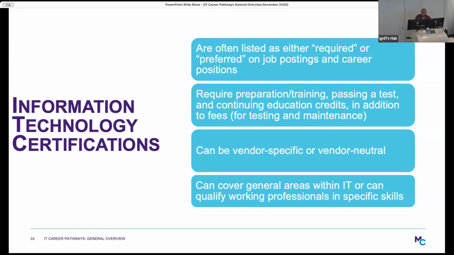So the company wants you, if you want to be a network engineer, to have the CCNE, the Cisco certified network engineer. Why? Because in order for you to be able to touch Cisco equipment and not break the warranty, you may need to be certified in that particular technology. Make sense? And then preferred is because, yeah, we would like them to be certified. So they require preparation and or training, passing a test, and continuing education credits in addition to fees for testing and maintenance. I'm going to go back to this and explain this.